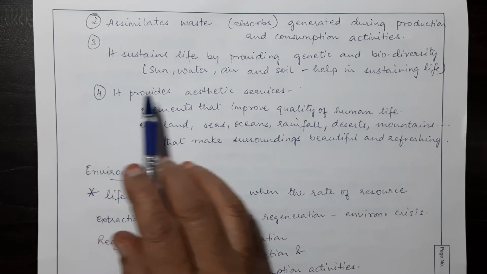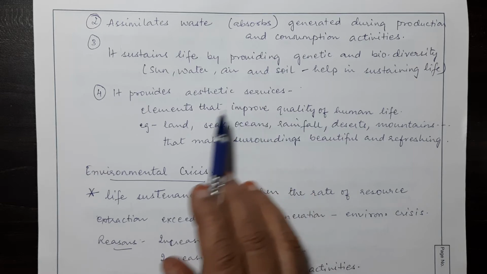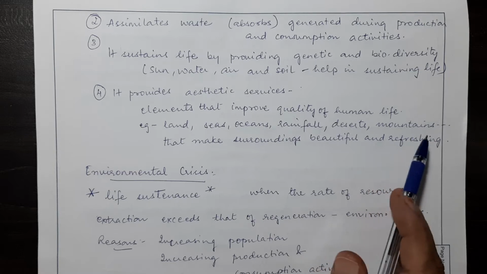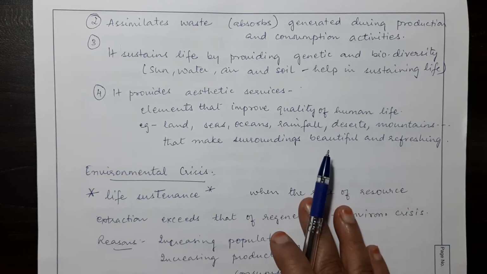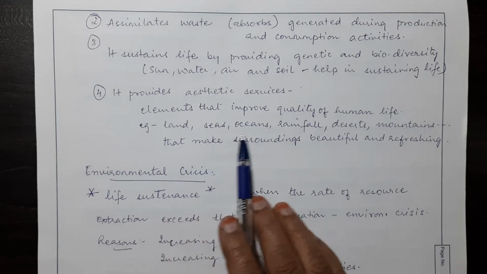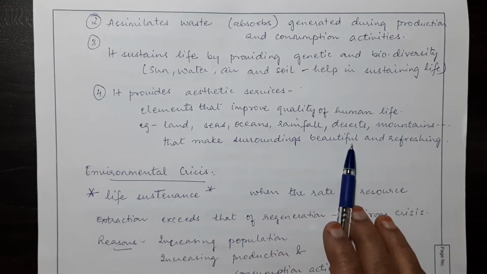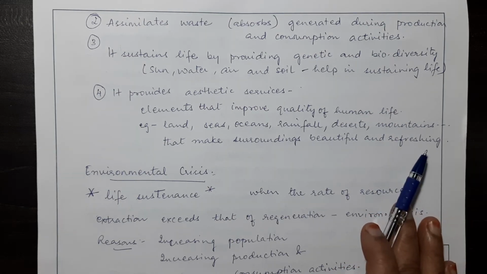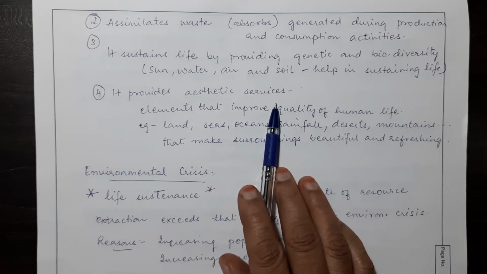And the fourth, that it provides aesthetic services. Aesthetic services are the elements that improve quality of human life. You all have experienced that on a vacation, people go out to enjoy nature. For example, land, seas, oceans, rainfall, deserts, mountains that make the surroundings beautiful and refreshing. So why do we go to hill stations during a summer vacation? It is because it provides us with aesthetic services.